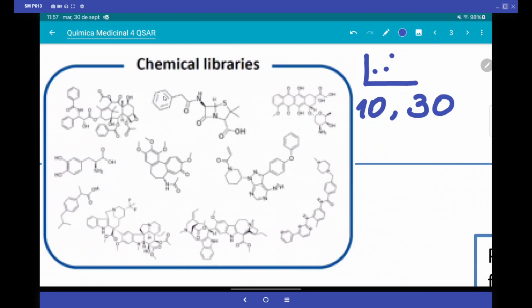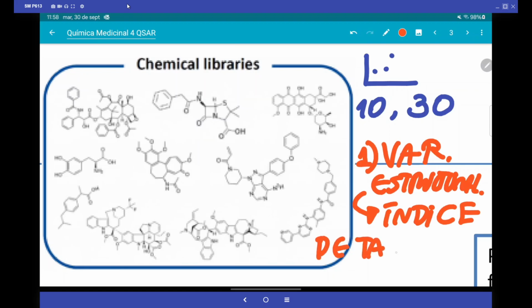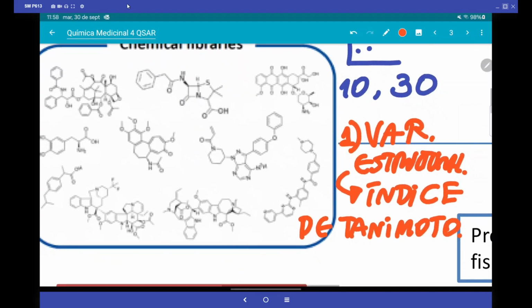With a greater number of molecules, we have greater structural variability. Two things. Why are molecules needed? Because we need to have greater structural variability. Structural variability can be mathematically defined by something called the Tanimoto index. The Tanimoto index can fluctuate from 0 to 1, and we are going to calculate it later, already for the set of molecules that we studied.